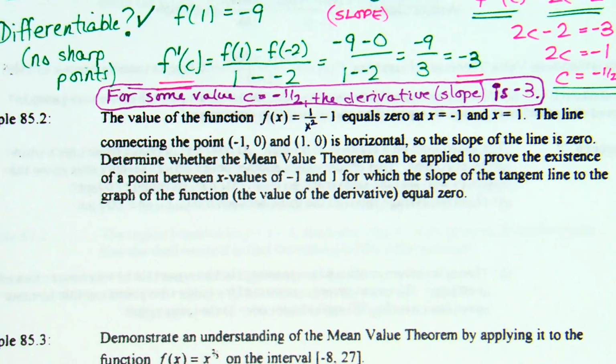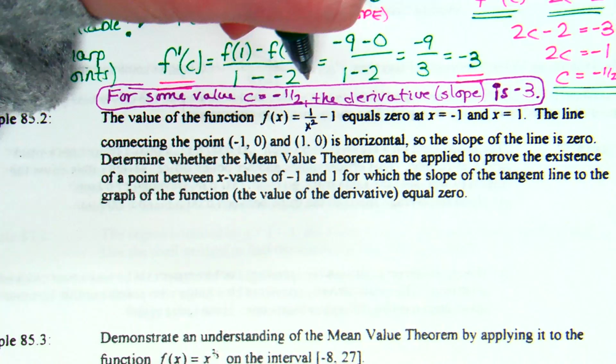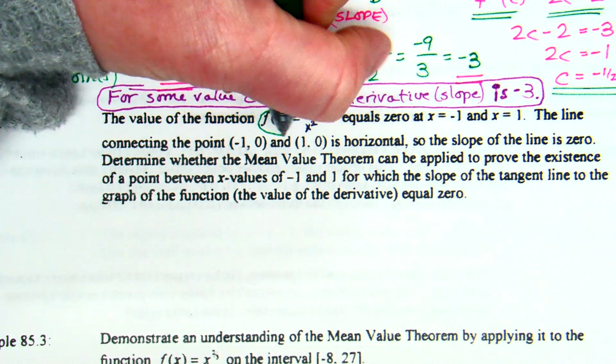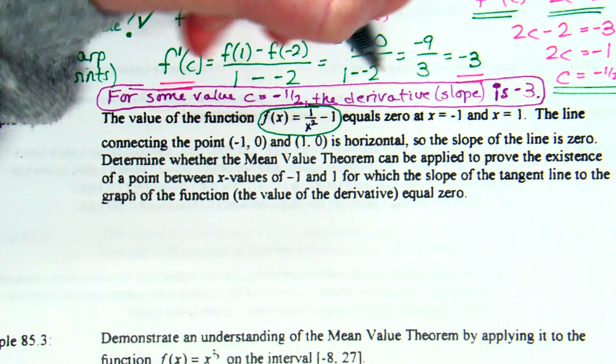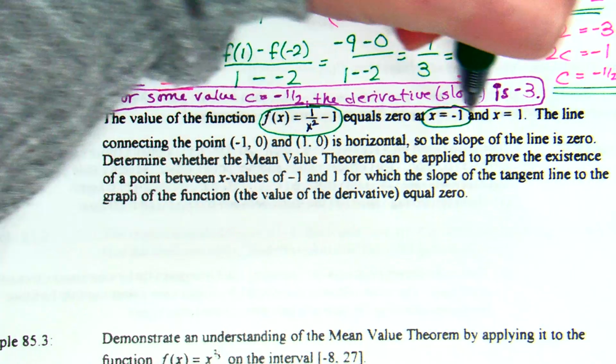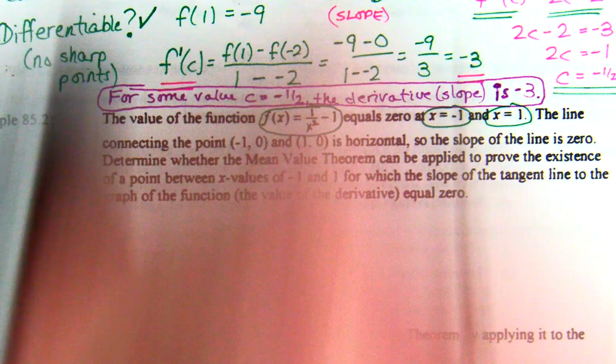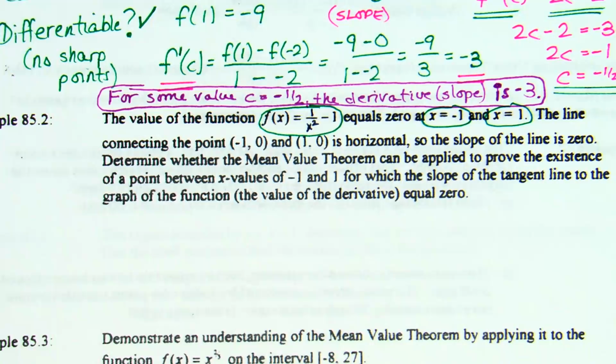Okay. So we're given a function up here, right? F of x equals 1/x² minus 1 equals 0 at x equals -1 and x equals 1. The line connecting the point -1, 0 and 1, 0 is horizontal. Can the mean value theorem be applied to prove the existence of this point between x values of -1 and 1?